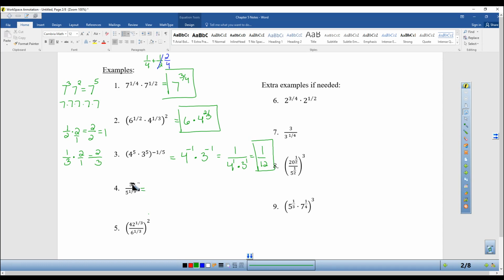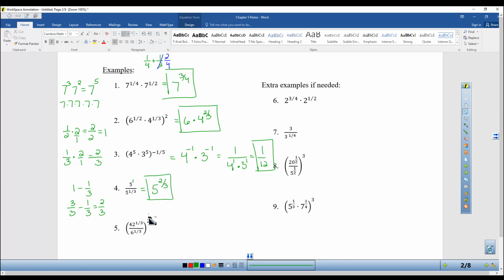When you have two bases that are being divided, you subtract their exponents. So 1 minus 1/3, you have to get a common denominator. 3/3 minus 1/3 is 2/3. So this becomes 5 to the 2/3.